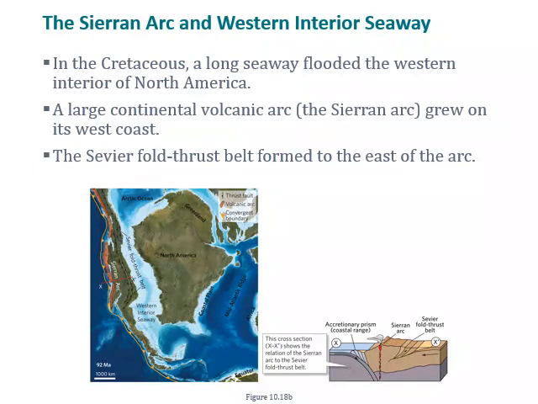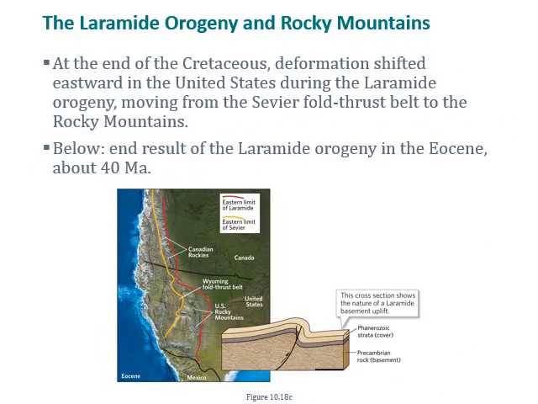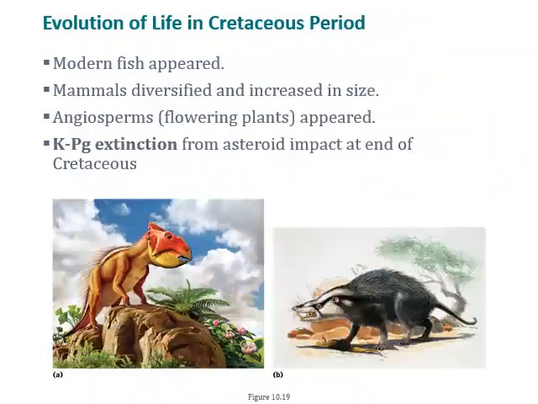At the end of the Cretaceous, the Laramide orogeny occurred, moving east from the Sevier thrust belt. This formed the Rocky Mountains. In the Cretaceous, modern fish appeared, mammals diversified and increased in size, and angiosperms, known as flowering plants, appeared. The Cretaceous-Paleogene extinction, or K-Pg extinction, occurred from an asteroid impact at the end of the Cretaceous.